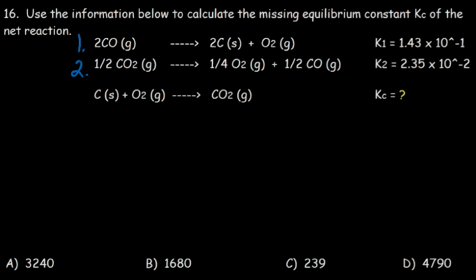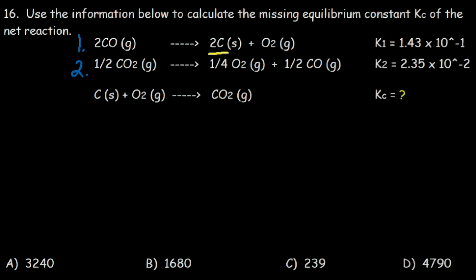Carbon monoxide is found in equations 1 and 2, so we don't want to focus on that. If you do, it's going to make it harder to adjust the two equations such that they would add to the third equation. We want to focus on carbon. It's only found in equation 1, and we want to focus on CO2. It's only found in equation 2 and not in equation 1.